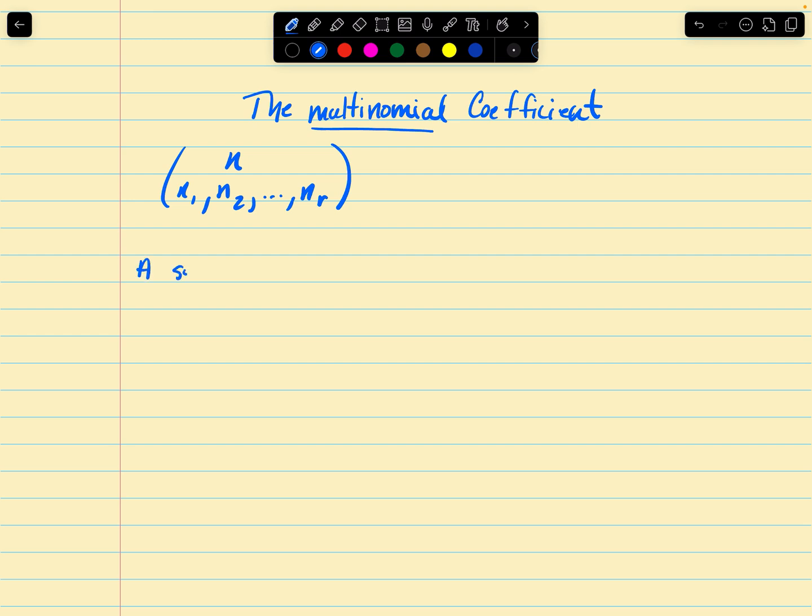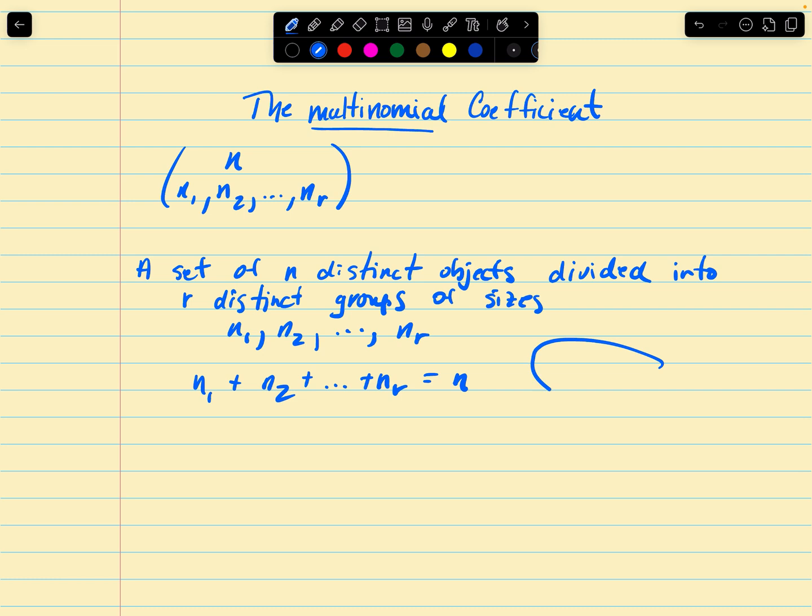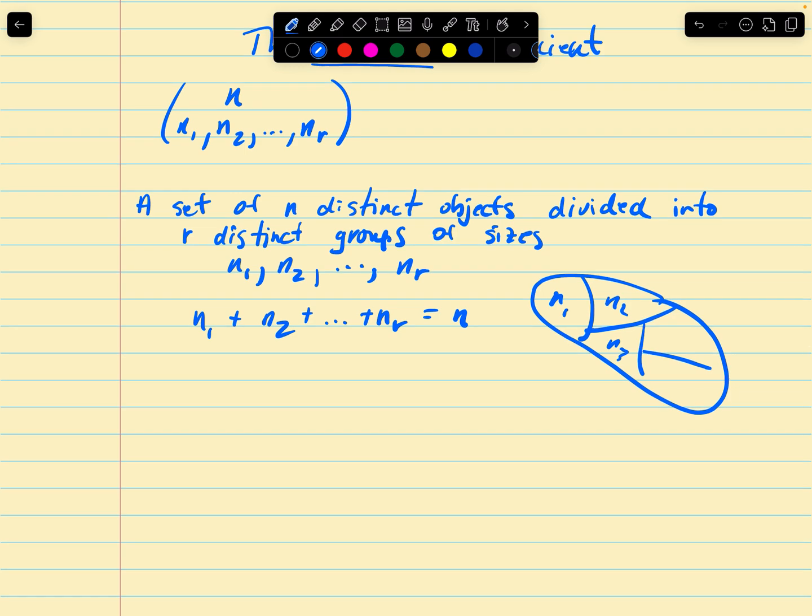So if we want a set of indistinct objects divided into R distinct, non-overlapping groups of sizes N1 for the first group, N2 for the second group, and so forth up to N sub R for the rth group, in such a way that if I add them all up, I get all of N. So it's like I'm taking this group of size N and dividing it up into non-overlapping sets, N1, N2, N3, and so forth, so that all my elements are there and they don't belong to more than one group.